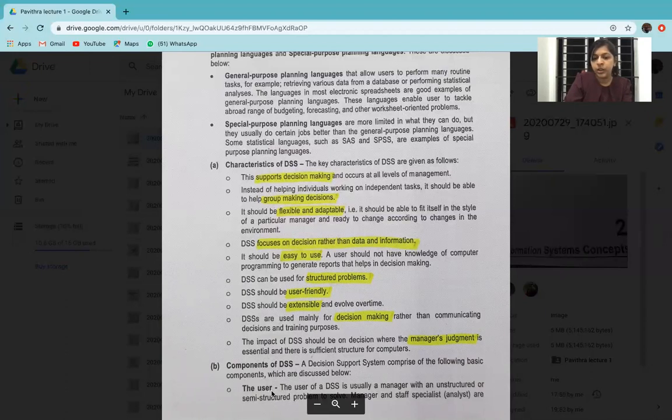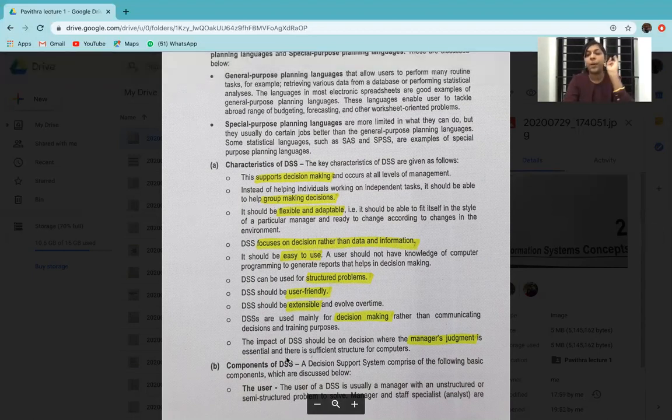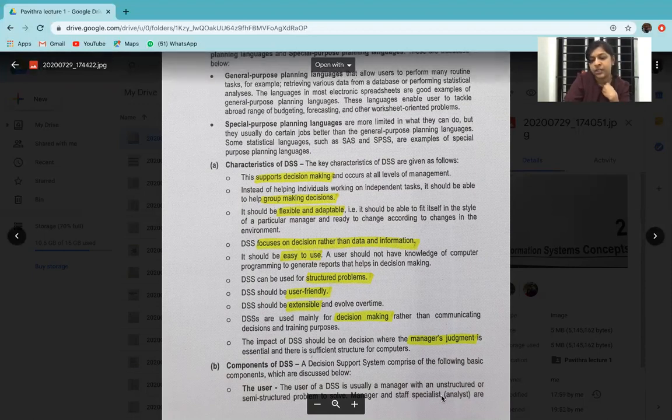Who is the user here? The user here is mainly the manager, because it is for the middle level, which is the management level, with an unstructured or semi-structured problem. The first component is the user because he's the first one who's coming. He only wants it. The user is a manager with an unstructured or a semi-structured problem. And next, who could be the user? The manager or the staff specialist.